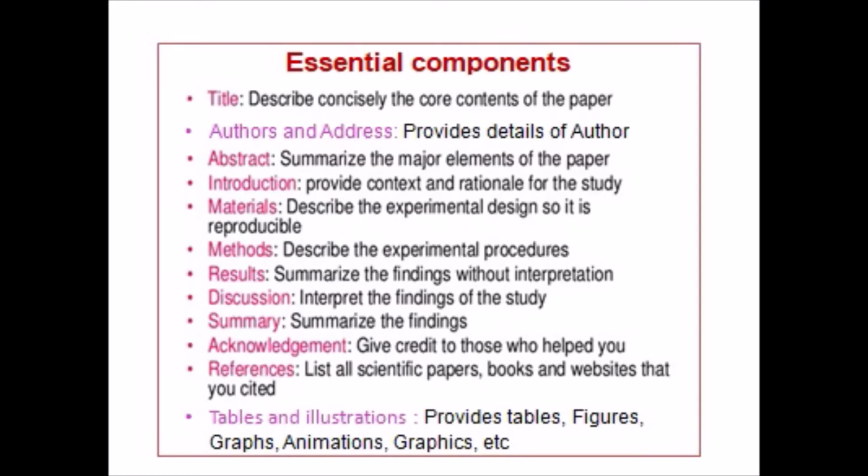Essential components of a research paper are: first, the title, which describes concisely the core contents of the paper. Authors and addresses provide details of authors and addresses. Abstract summarizes the major elements of the paper. Introduction provides context and rationale for the study. Materials describe the experimental design so that it is reproducible.